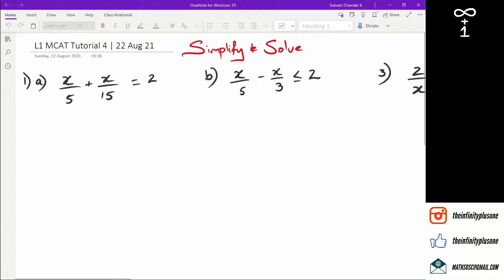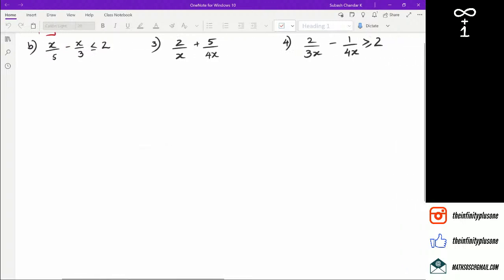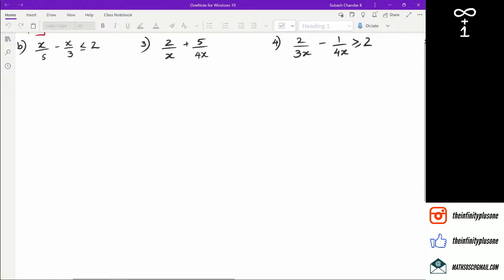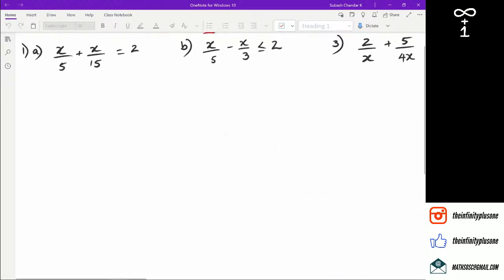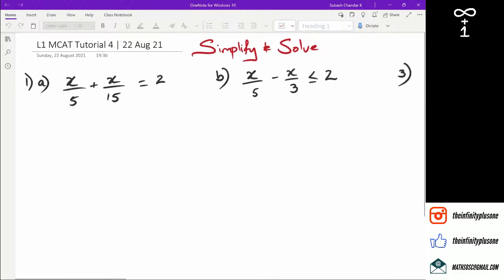So basically today all I'm focusing on is simplifying questions and solving questions. So these are the types of questions we'll be doing. There are a couple of more challenging ones at the end, but I'll tell you what, you'll be fine by the time you go through all of these.